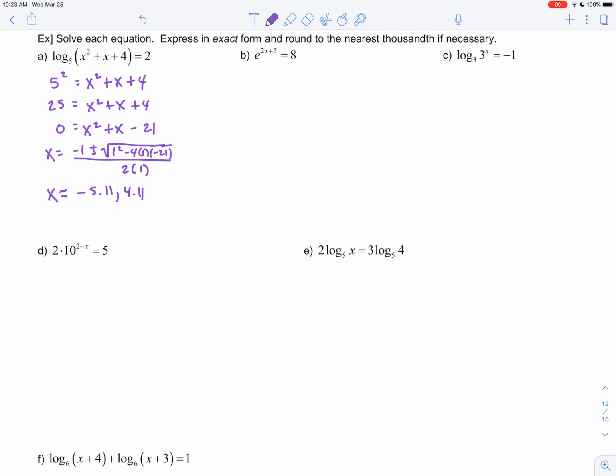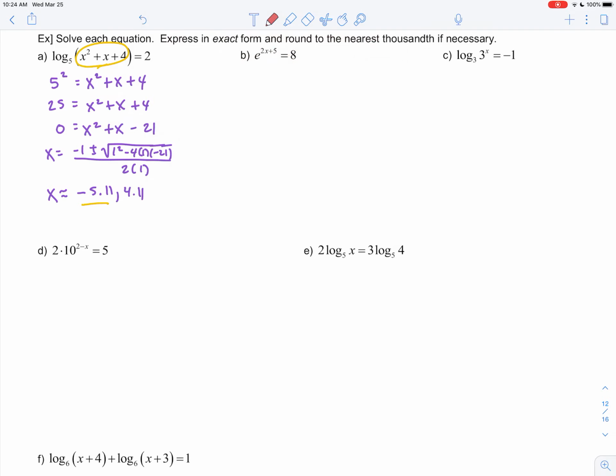One thing you want to be aware of is that sometimes you'll get answers that aren't necessarily solutions to the original equation. Remember that you cannot plug negative numbers into a log. However, if you look at this number, -5.11, if you plug it in here, you do get positive 25. So when you get two different answers like that, double check and make sure that neither of them is giving you a negative argument inside of your log.